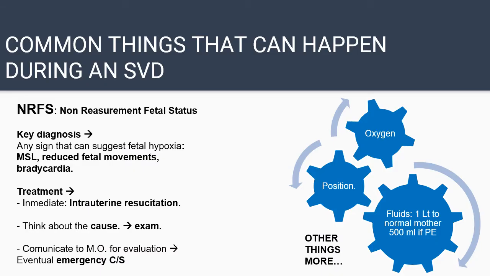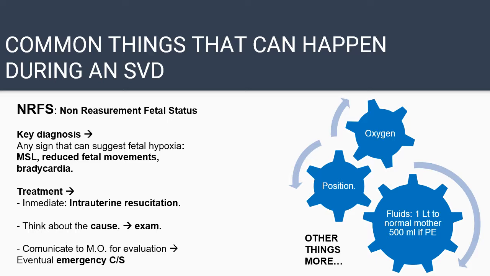So after talking all of this about the physical examination and the partograph, which are the common diagnoses that we need to know and that can happen during an SVD? The first one that I want to talk about a little with you is the non-reassuring fetal status. The key to diagnose this pathology is any sign that can suggest fetal hypoxia. It means meconium stained liquor, reduced fetal movements, or bradycardia. Any one of these on its own can be a sign of non-reassuring fetal status.